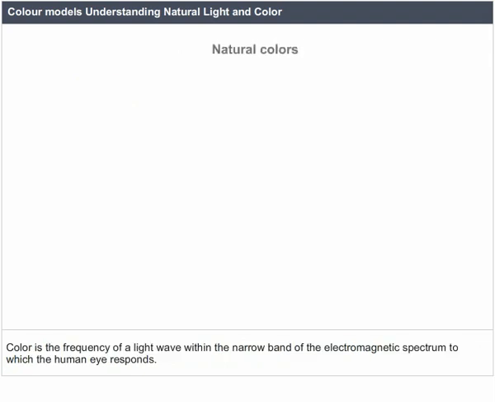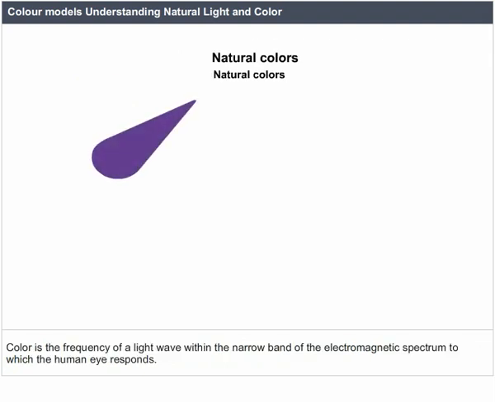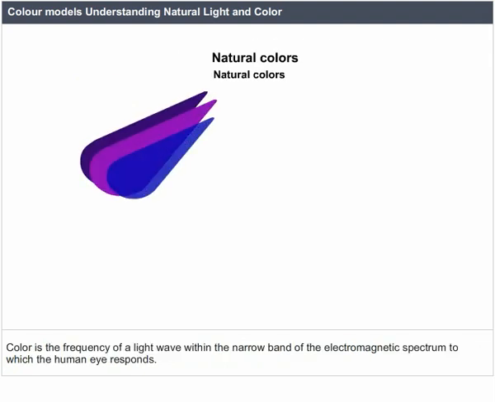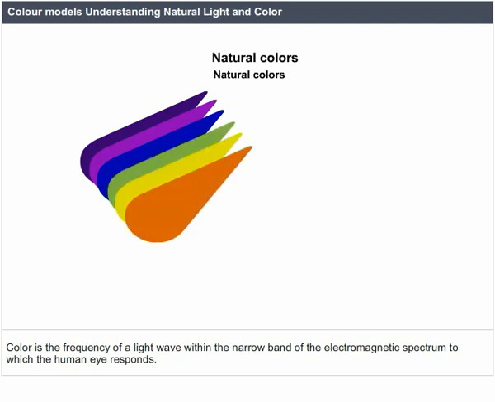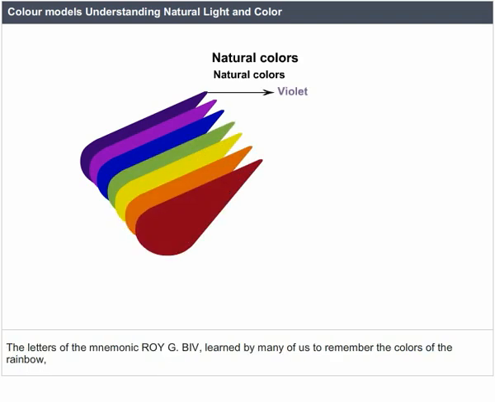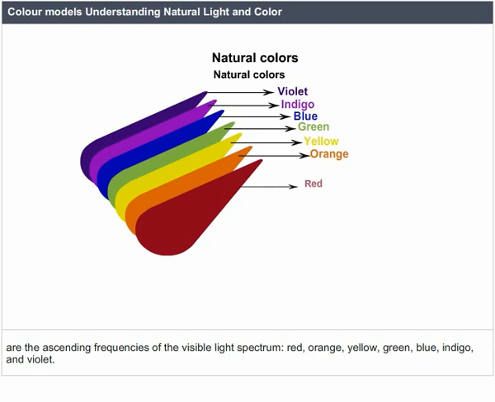Color is the frequency of a light wave within the narrow band of the electromagnetic spectrum to which the human eye responds. The letters of the mnemonic ROYGBIV, learned by many of us to remember the colors of the rainbow, are the ascending frequencies of the visible light spectrum: red, orange, yellow, green, blue, indigo, and violet.